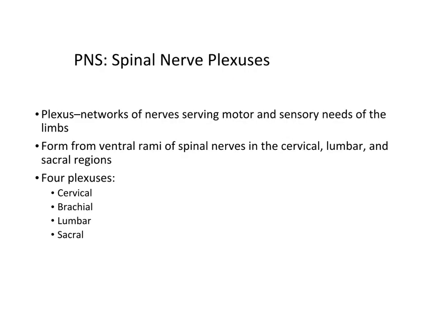A plexus, or a nerve plexus, is a network of nerves that serves both motor and sensory needs of the limbs. They form from ventral rami of spinal nerves in the cervical, lumbar, and sacral regions, and there are 4 nerve plexuses. So there's the cervical, brachial, lumbar, and sacral nerve plexuses.